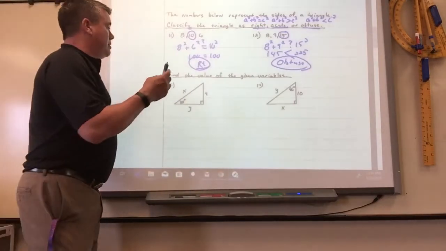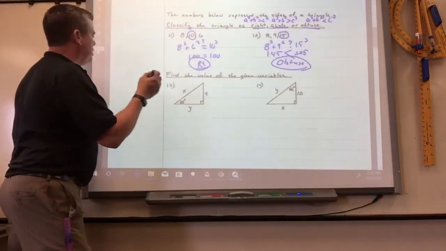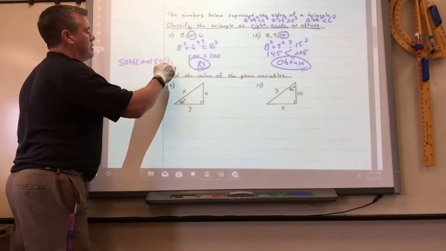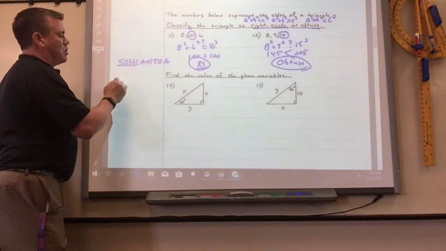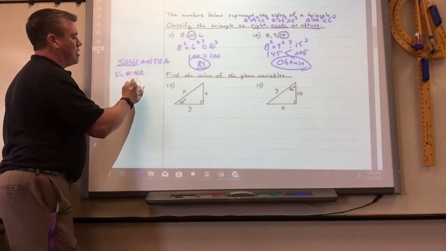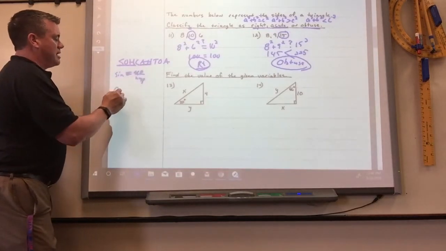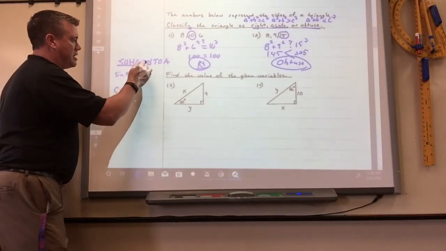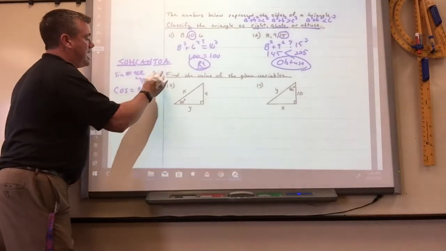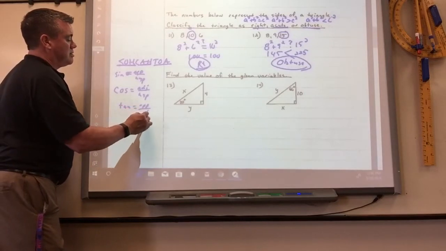Now, solving right triangles. You can use SOHCAHTOA. Remember, SOH means sine is equal to the opposite over hypotenuse. CAH says cosine is adjacent over hypotenuse. Tangent is opposite over adjacent.